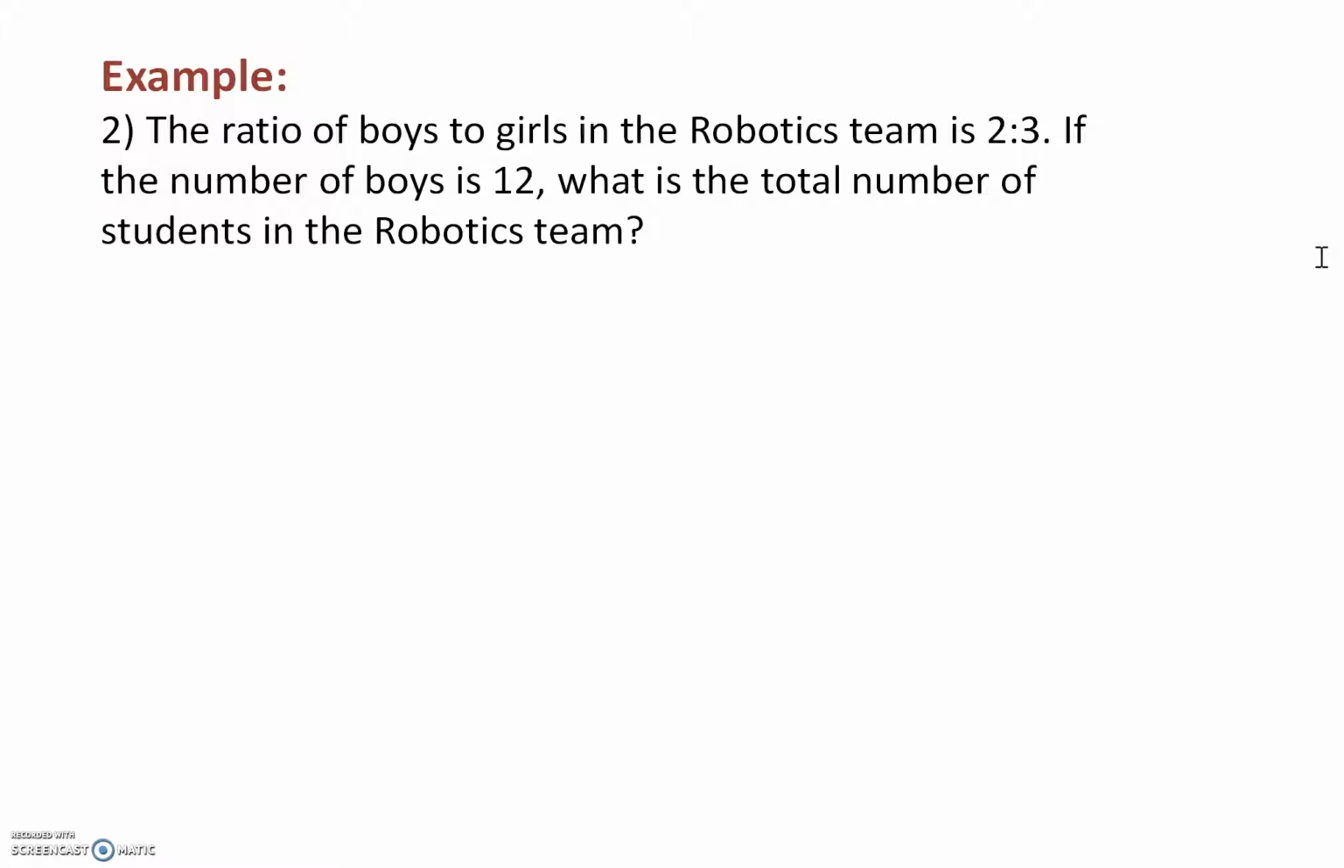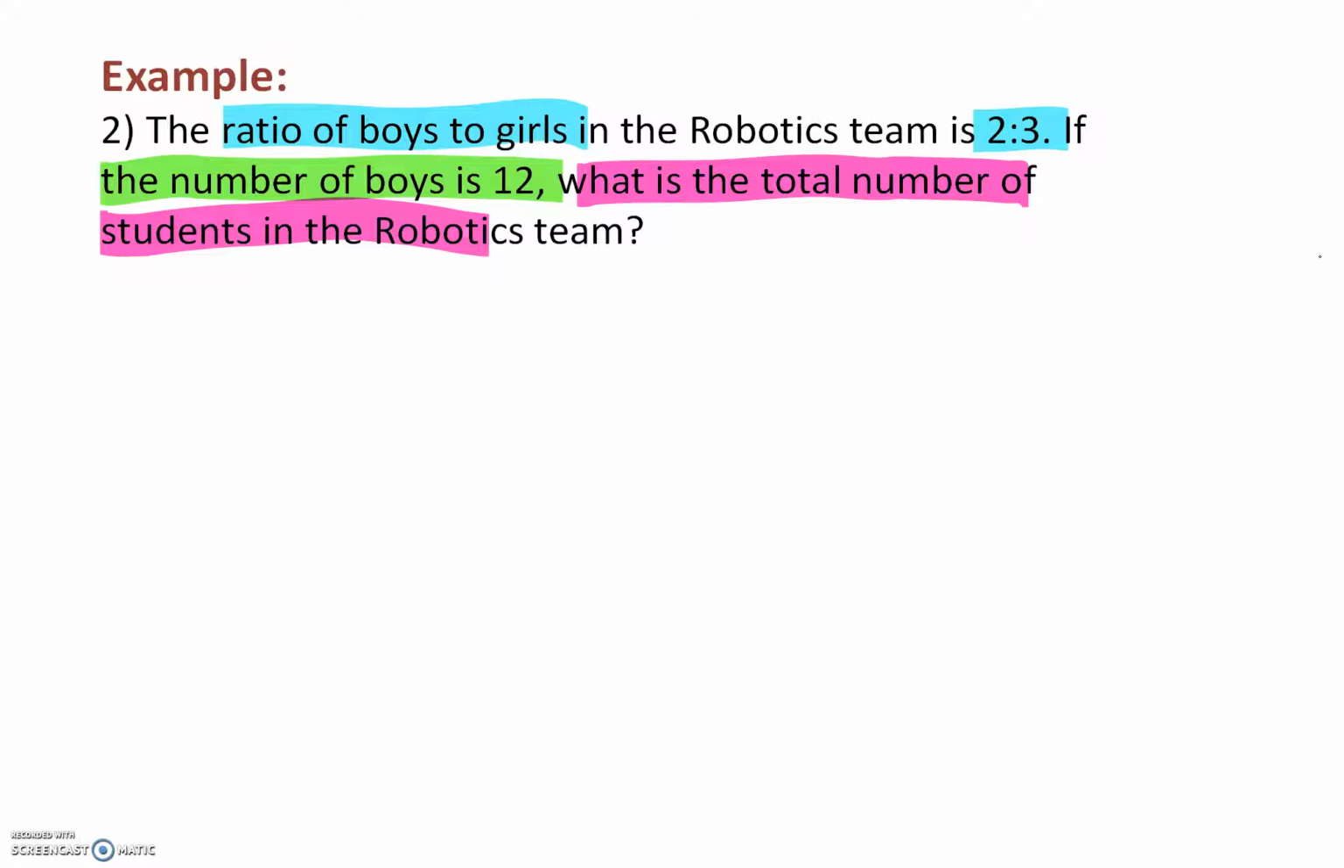Number 2, the ratio of boys to girls in the robotics teams is 2 to 3. If the number of boys is 12, what is the total number of students in the robotics team? Alright, so first let's highlight some given information. So they tell us that the ratio of boys to girls in the robotics teams is 2 to 3. If the number of boys is 12, what is the total number of students in the robotics team?